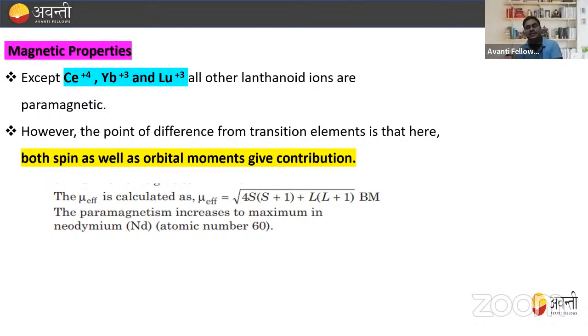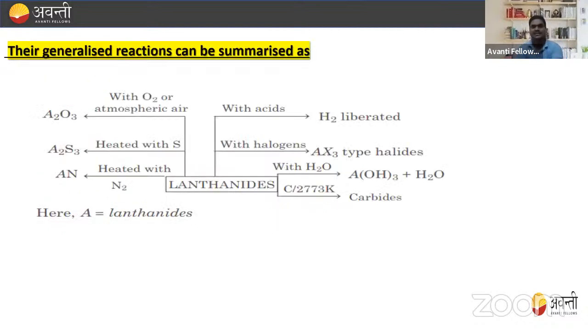So we can calculate the magnetic moment as the square root of 4S(S+1) + L(L+1), where S represents the spin as well as L represents the orbital moment, right? So this is the formula that we use to calculate the magnetic moment, right? So the paramagnetism increases to a maximum in neodymium, that is Nd, having atomic number 60.